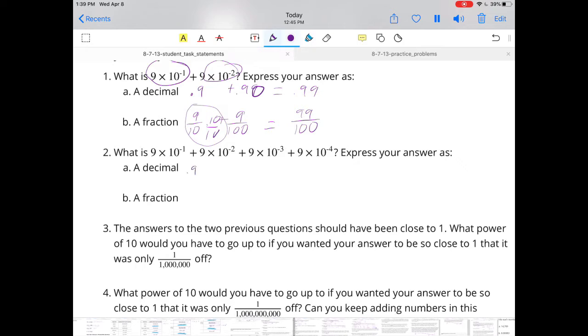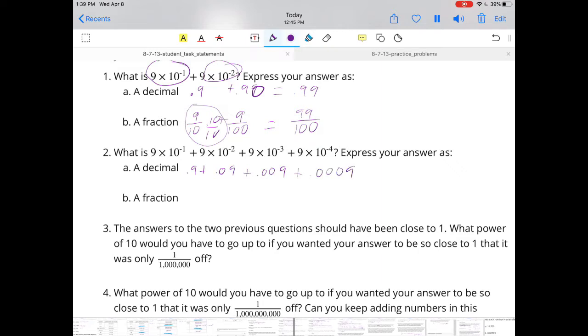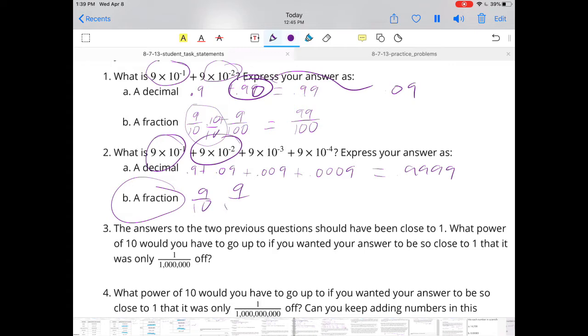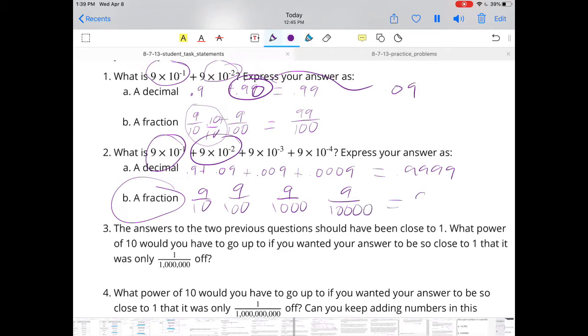This one right here, it's going to be 0.9 plus 0.09 plus 0.009 plus 0.0009. By the way, this one should actually be 0.09. Not bad. And this adds up to 0.9999. Now, as a fraction, this is just going to be 9 over 10. This is going to be 9 over 100. 9 over 1,000. You get the idea. And if you find a common denominator, it's going to equal 99999 over 10,000.